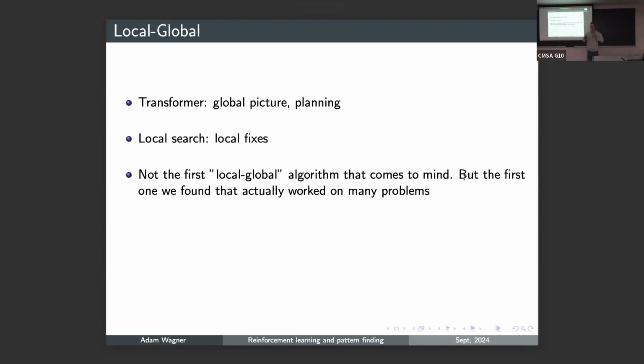I do want to mention that this is definitely not the first idea you would have if you're thinking of a local-global method, and it's definitely not the first algorithm we tried either.